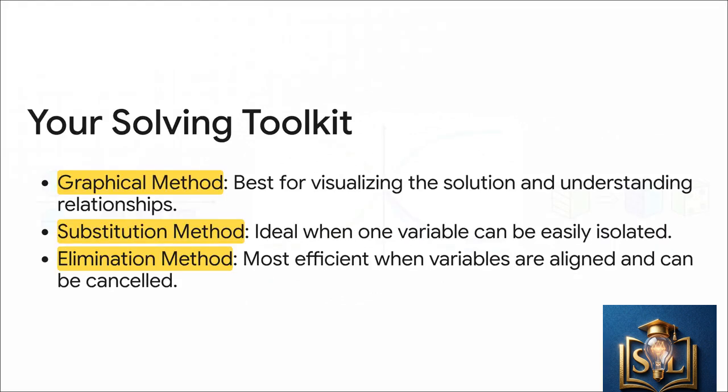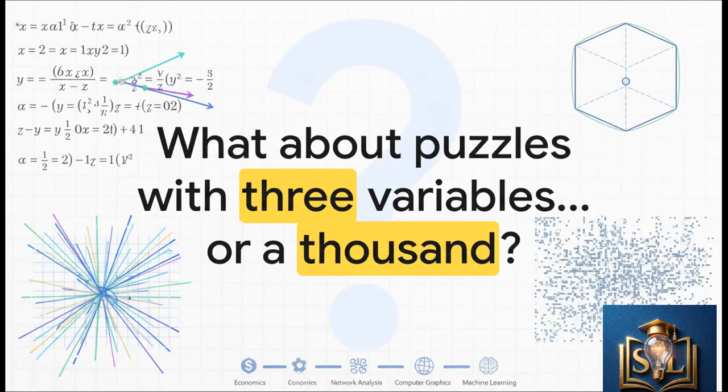You use the graphical method when you really want to understand the relationship and get a visual estimate of the answer. You grab substitution when you see a variable that's just begging to be isolated. And you use elimination when the equations are all lined up, ready to be combined. If you can master these 3, you're ready for pretty much any pair of linear equations they can throw at you. And that kind of brings us to a final, bigger thought.